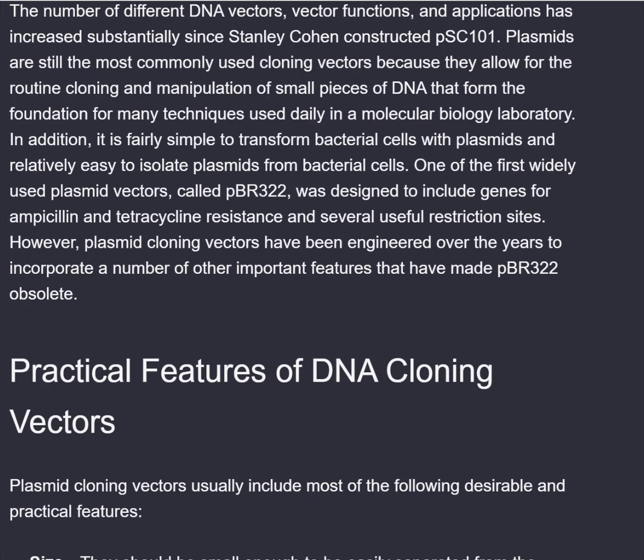In addition, it is fairly simple to transform bacterial cells with plasmids and relatively easy to isolate plasmids from bacterial cells. One of the first widely used plasmid vectors, called pBR322, was designed to include genes for ampicillin and tetracycline resistance and several useful restriction sites. However, plasmid cloning vectors have been engineered over the years to incorporate a number of other important features that have made pBR322 obsolete.